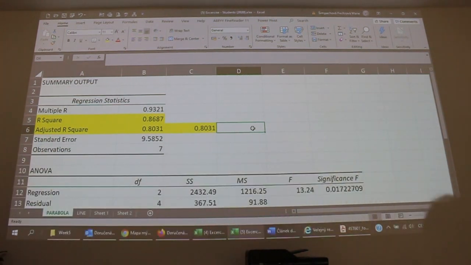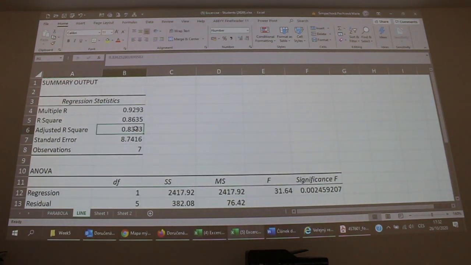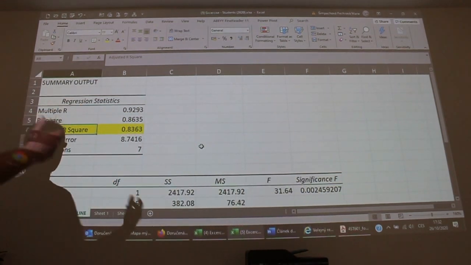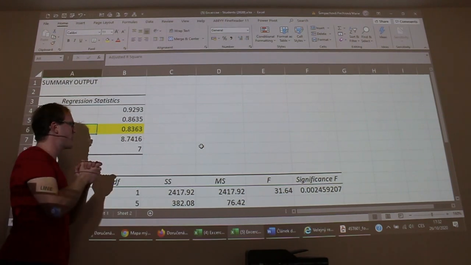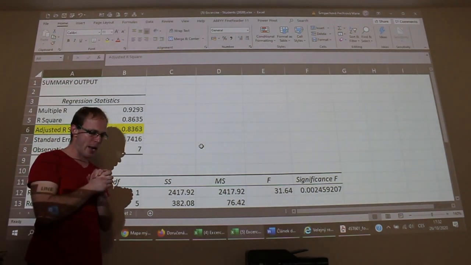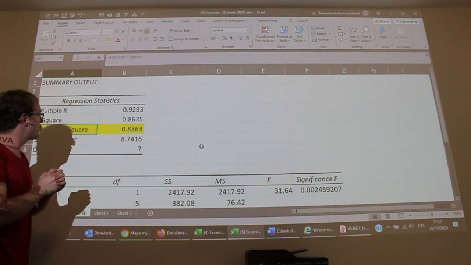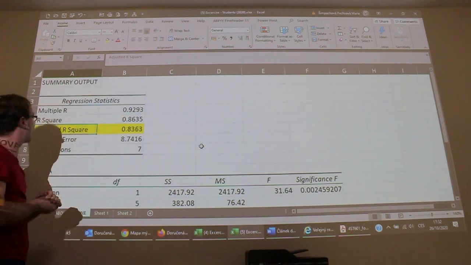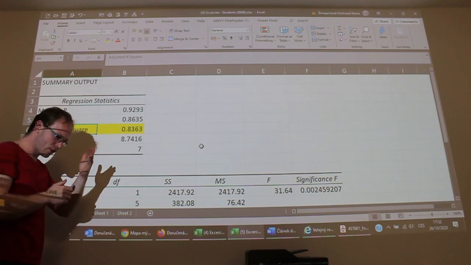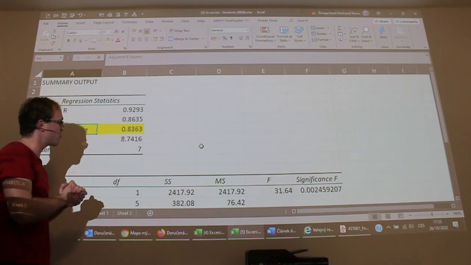The regression line is here, and the summary statistics are here. Adjusted R squared, 0.8363. The parabola has 80, the line has 83. So we can expect that the regression line explains a little bit more variability of the data. If you use R square only, you could make a foul.